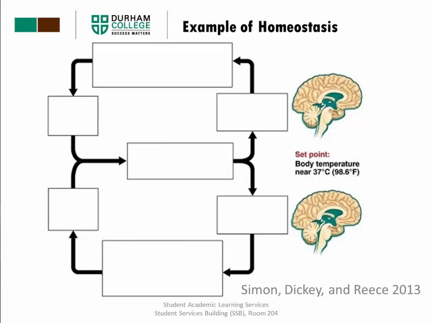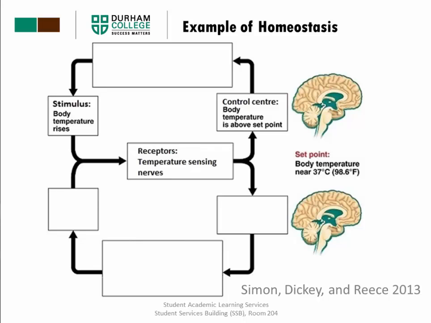Let's look at a specific example of homeostasis, in this case body temperature. In humans, the set point for body temperature is near 37 degrees Celsius. So, if there's a stimulus that causes body temperature to rise, receptors, in this case temperature sensing nerves, will receive that information and send it to the control center, the brain. The brain then notes that the body temperature is above the set point, and then causes an effect through the effector, in this case skin, causing blood vessels to dilate and sweat to be produced, which will cause a decrease in body temperature.